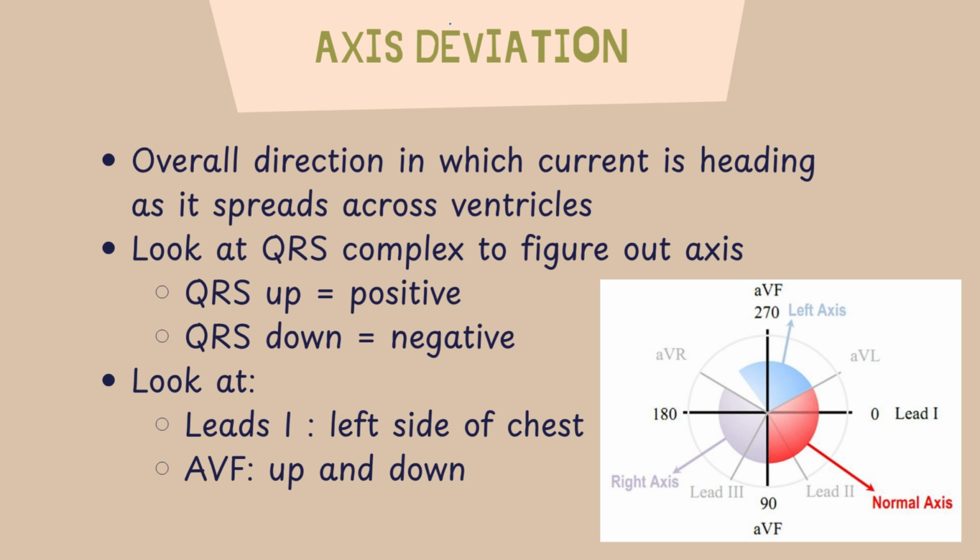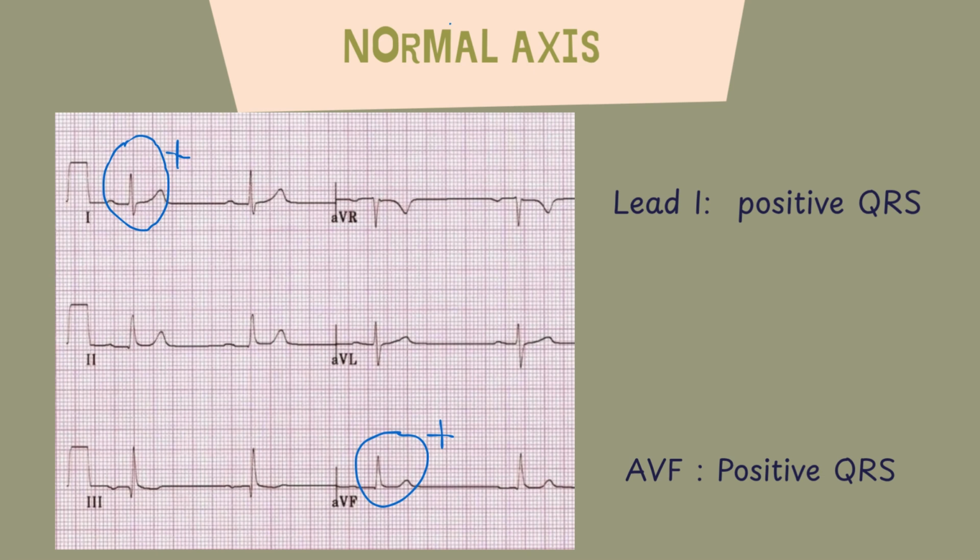If both lead 1 and aVF are positive, or the QRS is pointing upwards, that means the electrical signal is moving downward and to the left, just as it should, and that's normal axis. So no worries there. Normal, good to go.